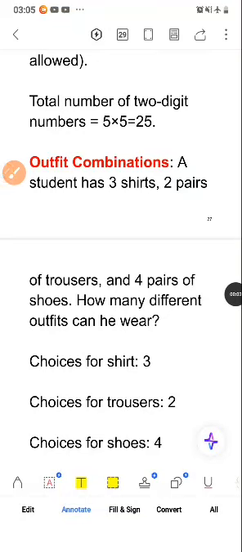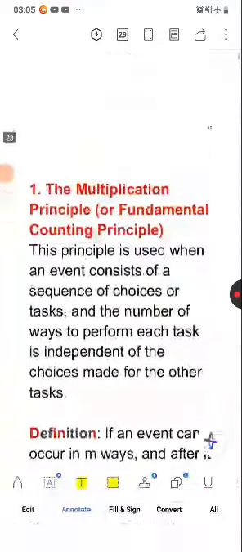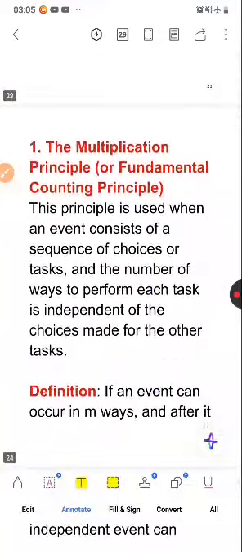In today's lesson, we are going to talk about permutation where repetition is allowed. But before then, let's review what we did in our previous lesson.